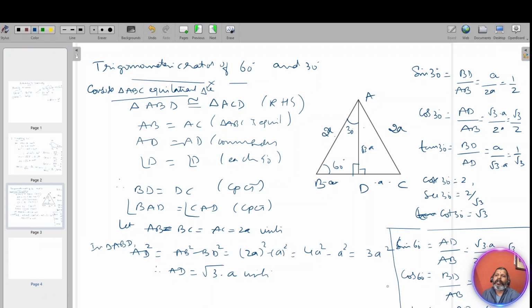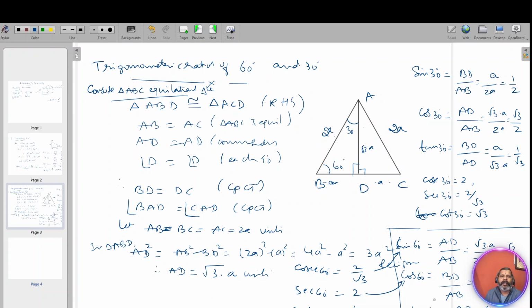So, what are the values for cosecant 60, secant 60, cot 60? They are the reciprocals of the same things. So, I'll write here: cosecant 60 is 2 by root 3, secant 60 is 2, cot 60 is 1 by root 3. Because cosecant 60 is the reciprocal of sine. Similarly, secant 60 is the reciprocal of cos 60. 1 by 2, reciprocal is 2. Cot 60 is the reciprocal of tan 60, that is the reciprocal of root 3, which is 1 by root 3.